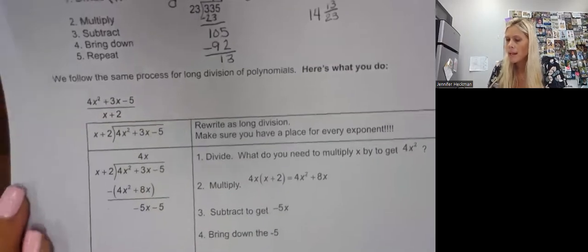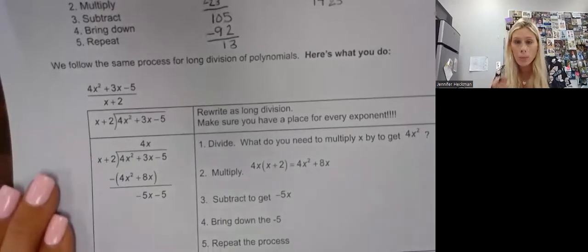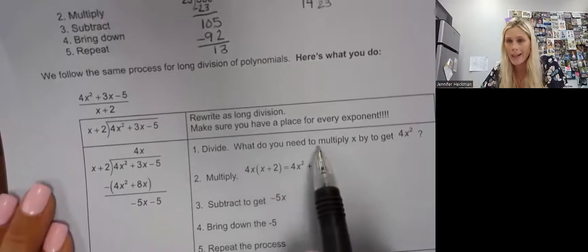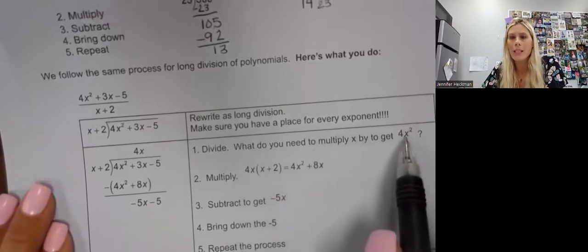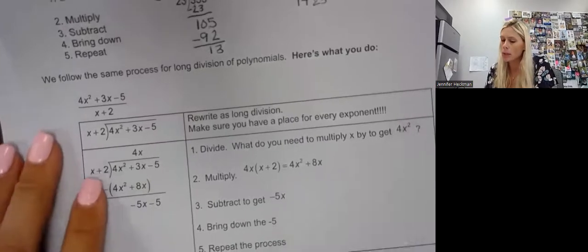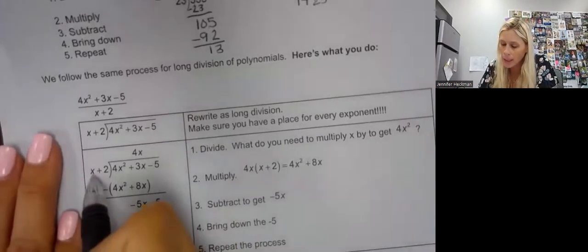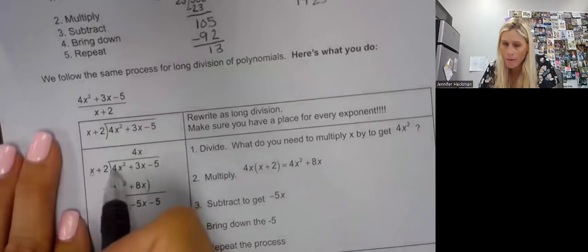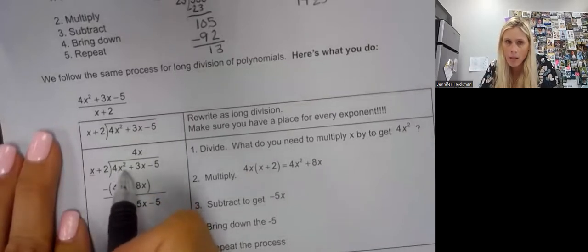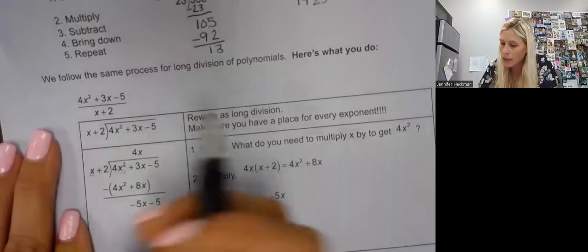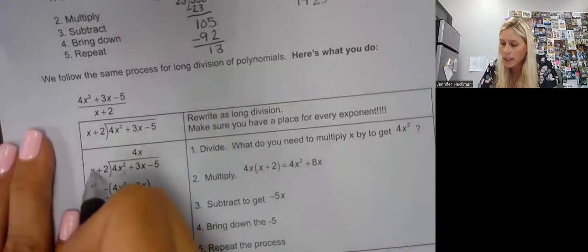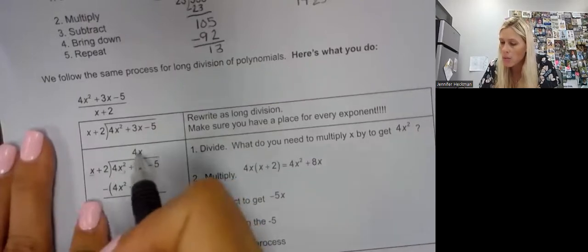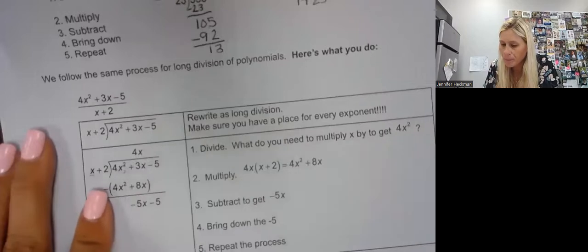Okay, now we're going to take the same steps we did above. So how many do you need to multiply to get to 4x squared? So I look at this first term here and I say, how can I make x look like 4x squared? Okay, so what you say to yourself is, oh, if I go x times 4x, that would give me 4x squared. Okay, so then we put the 4x up there.